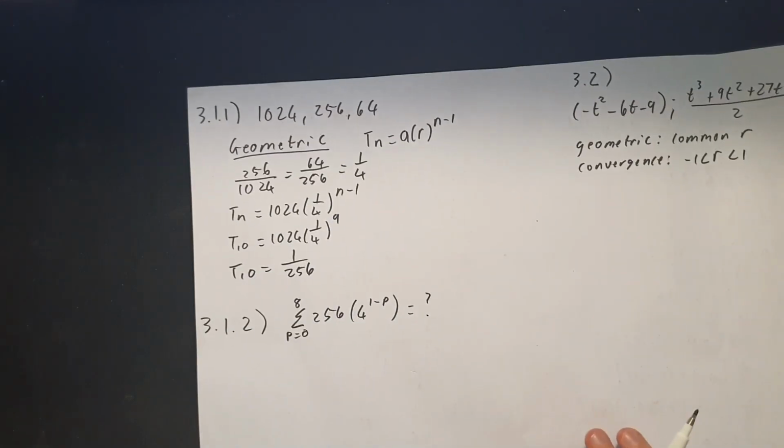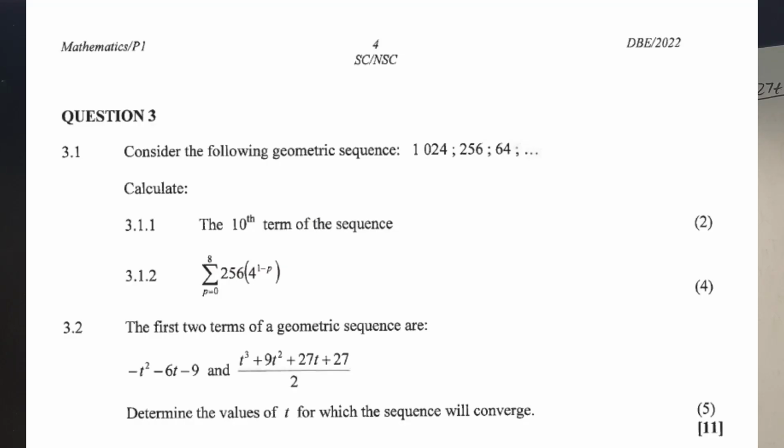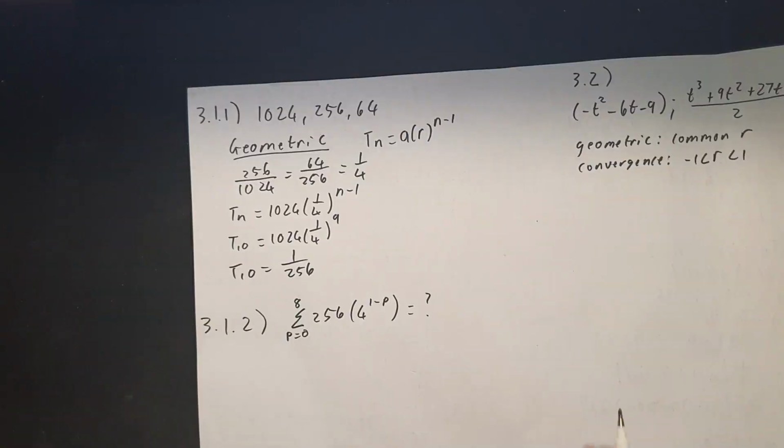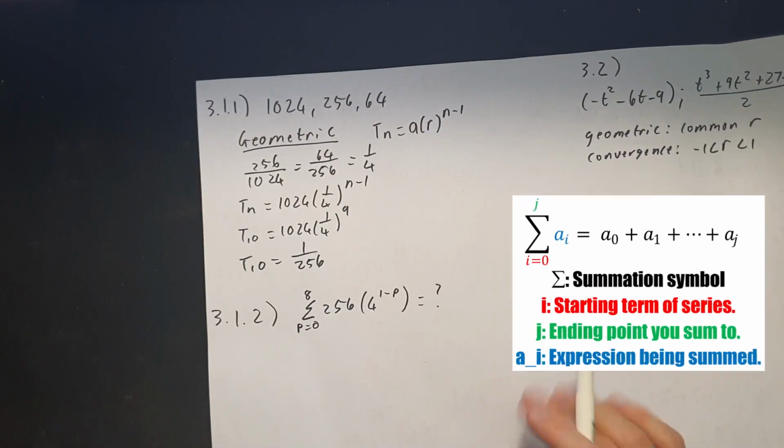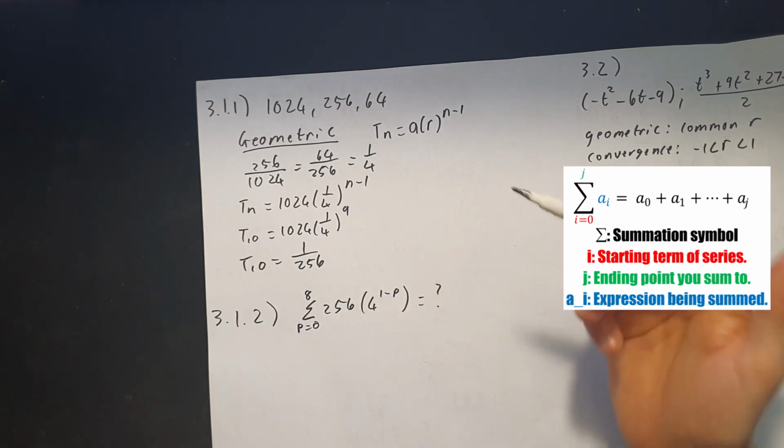Now 3.1.2, they give you the summation symbol, and then they give you 256 times the bracket 4 to the power of 1 minus p, going from p equals 0 to 8, and they ask you to calculate the following. Whenever you get something like this, my suggestion to you is write out the first few terms so you can see what you're dealing with.